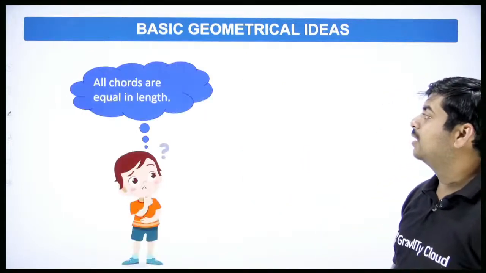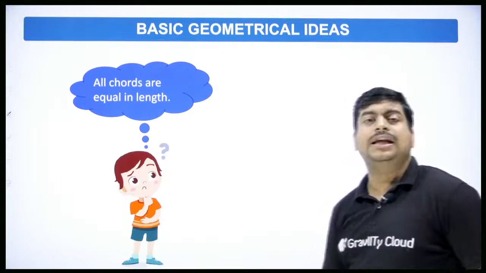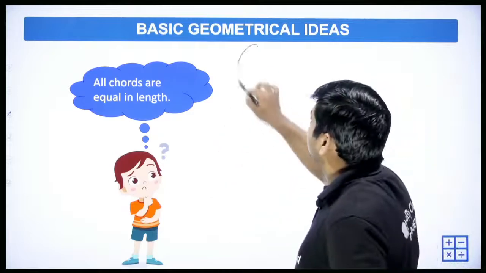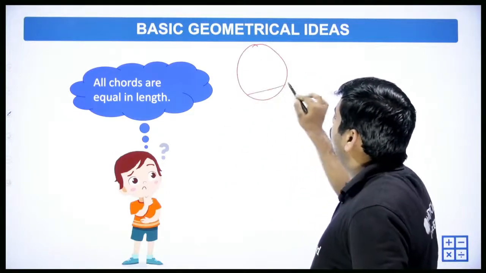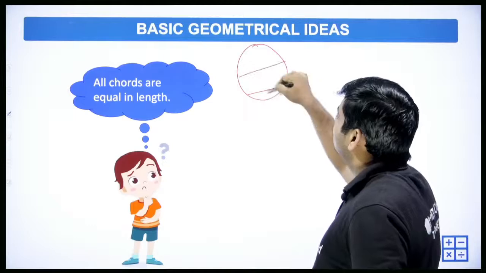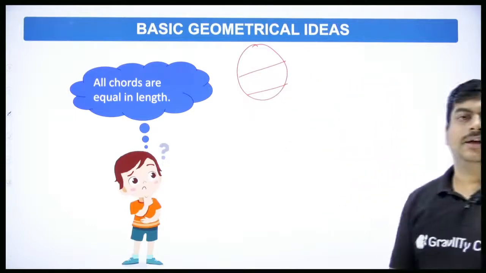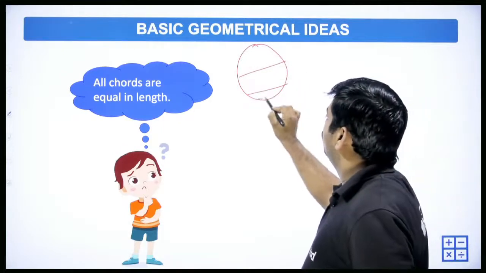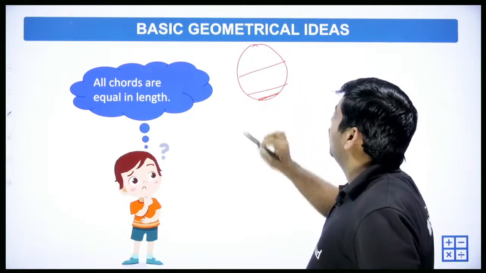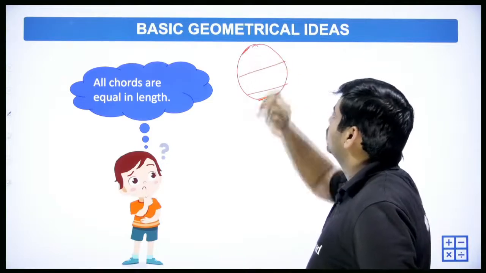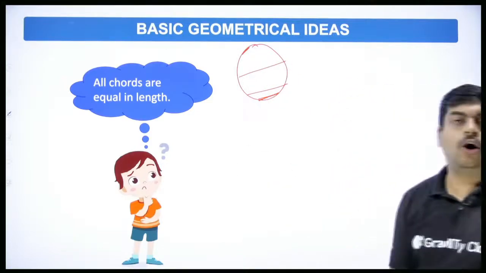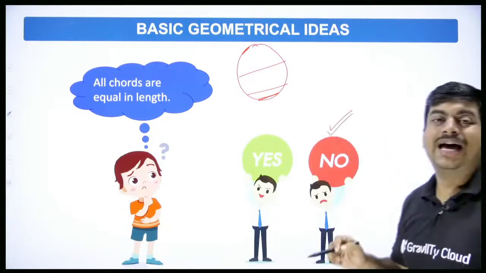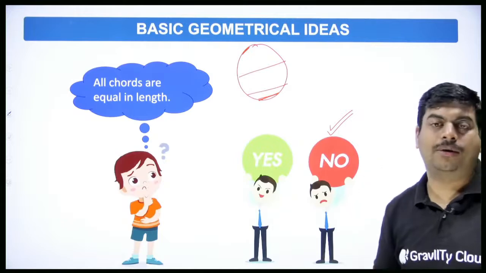And what else do we have? All chords are equal in length. So let's try to draw a chord. This is one chord and this is another chord. Are these two equal? No. You yourself can see that this is wrong. This is small, this is big. We have more smaller chords wherever it is possible. So not all chords are the same. So we say that the statement all chords are equal in length is wrong, right?